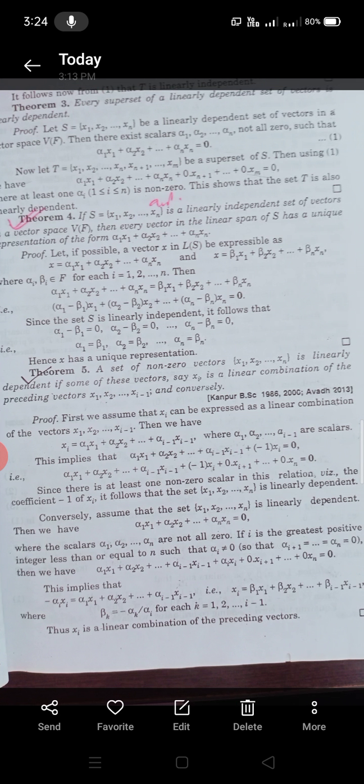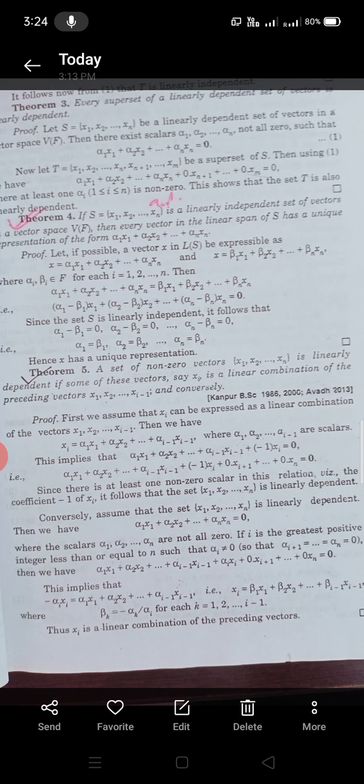Conversely, assume that the set x1, x2 and so on xn is linearly dependent. Then we have α1x1 + α2x2 + and so on + αnxn = 0, where the scalars α1, α2 and so on αn are not all 0. Let i be the greatest positive integer less than or equal to n such that αi is not 0, so that αi+1 = and so on = αn = 0.